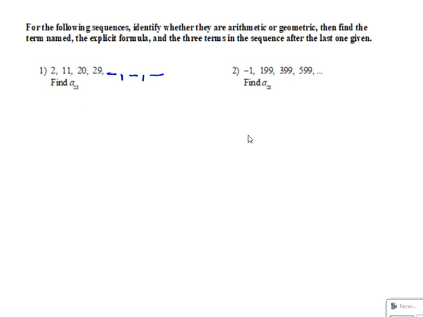And then we also want to know the 23rd term, I think. Yeah, we need to know the 23rd term.